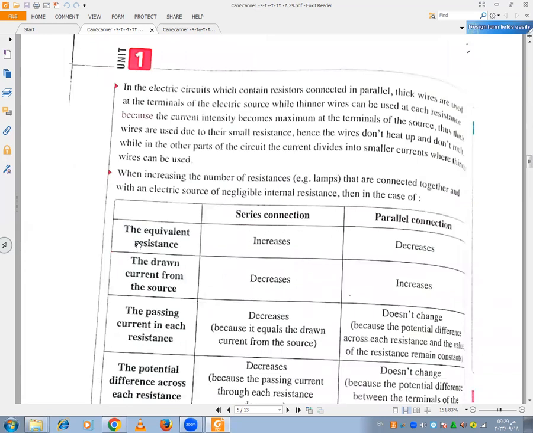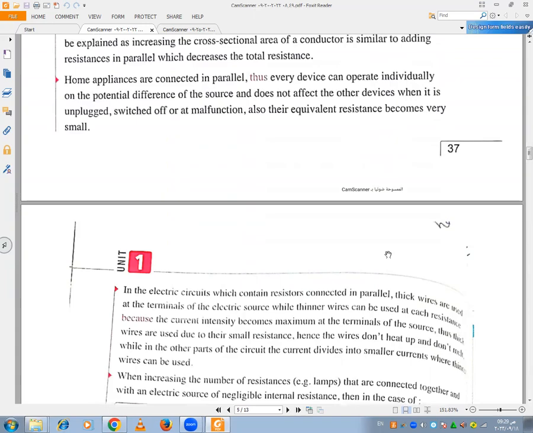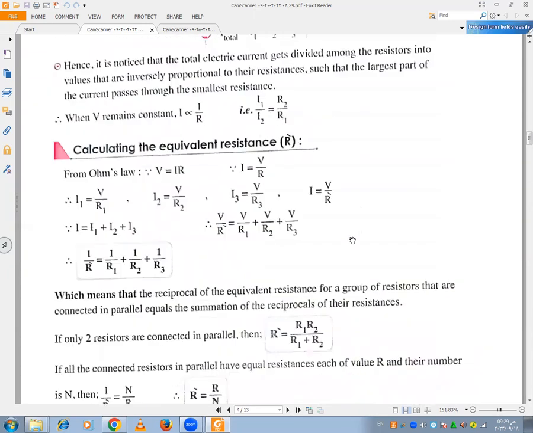In series connection, the equivalent resistance increases because it equals the algebraic sum of these resistances. In parallel connection, the total value decreases, smaller than the smallest value. Right. Let's see an example here.